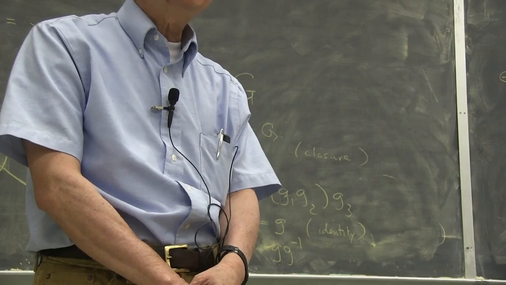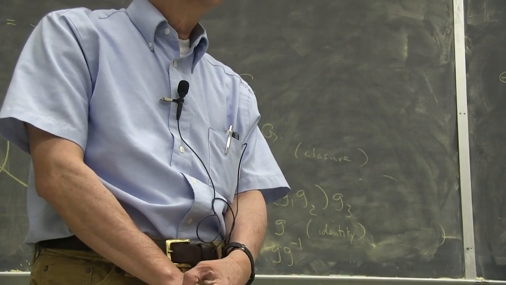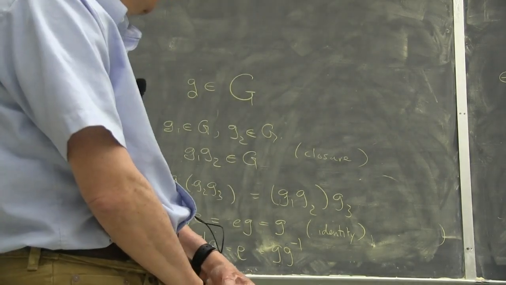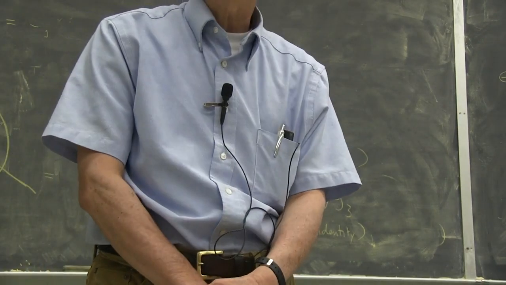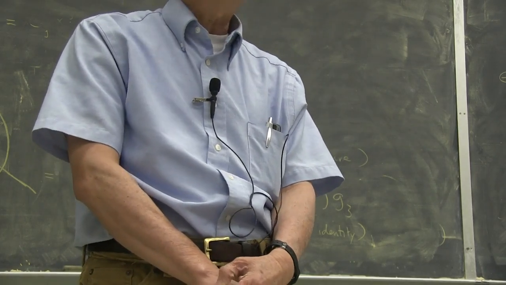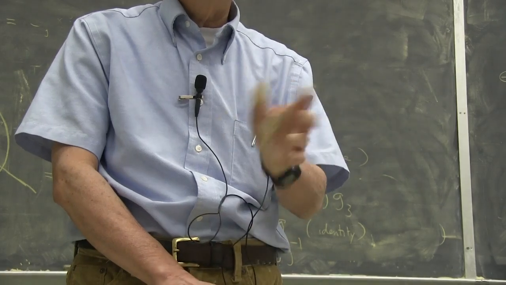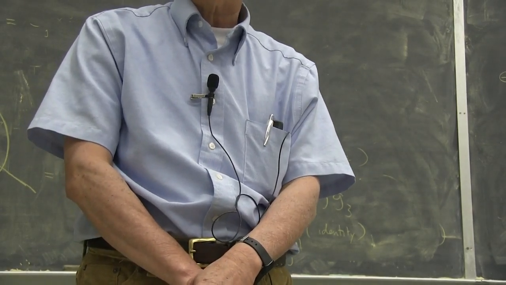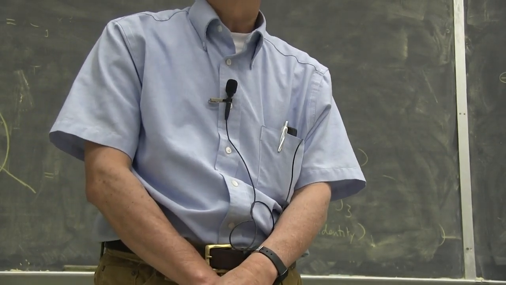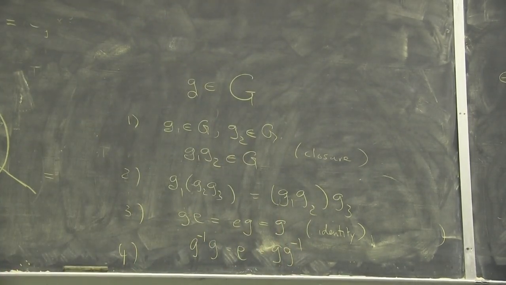Now, if you take away the last axiom, the existence of the inverse, sometimes you have things which satisfy the first three but not the fourth. And this is called a semigroup. Semigroups are not used too much in physics. There are some places where they're used, but since it's not very often used, let's not concern ourselves too much with it. From now on, we'll just be talking about groups.